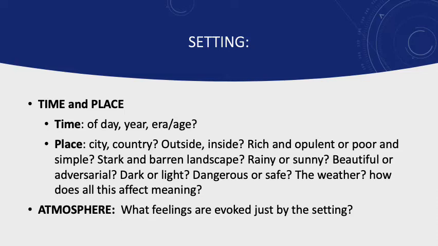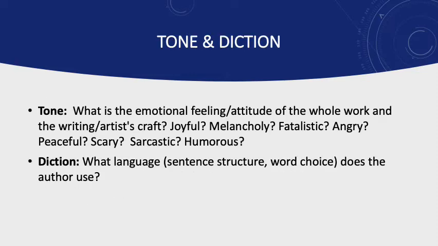Atmosphere is the feelings evoked by setting. You won't use that a lot, but I just want you to know that term. The same with tone. Tone is the emotional feeling of the work as a whole. You won't really use that a lot in your writing to determine theme. But is it sarcastic? Is it happy? Is it sad? Is it angry? Whatever. Diction is the language that's used. What's the sentence structure? Is it short and choppy? Is it long and flowing? What's the word choice? The author can convey meaning through diction.